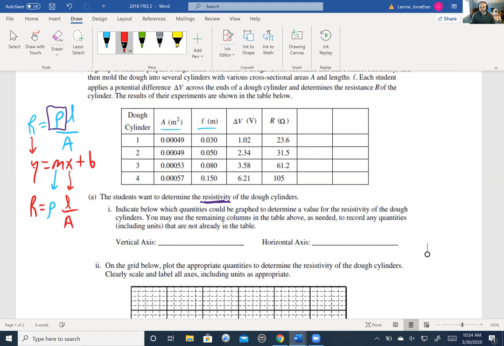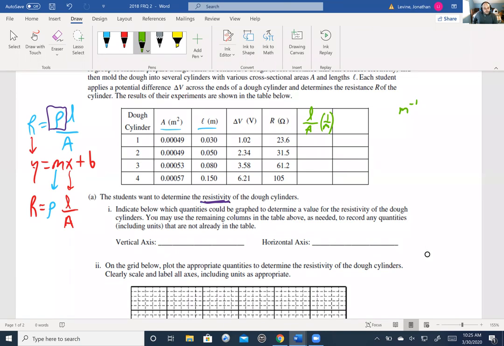Now, L over A has to correspond to a specific data point. So this is where it says we can make an additional spot in our data table, right? To help ourselves out. Now, what is L over A really measured in? Well, it's meters over meters squared, or simply units of 1 over meters, or sometimes we would write that as meters to the minus 1, right? And I think I would definitely add this to our table.